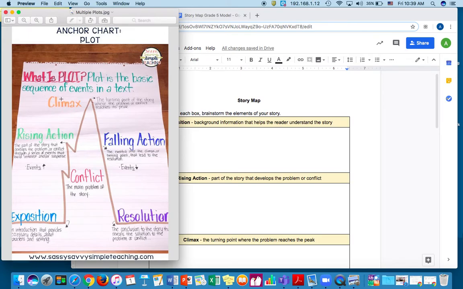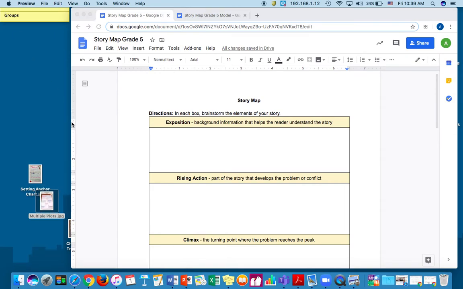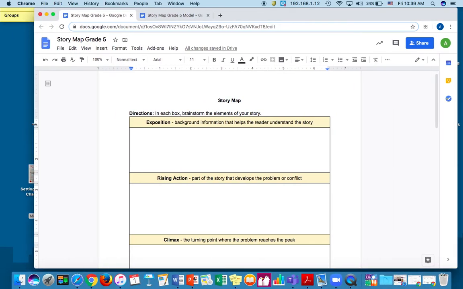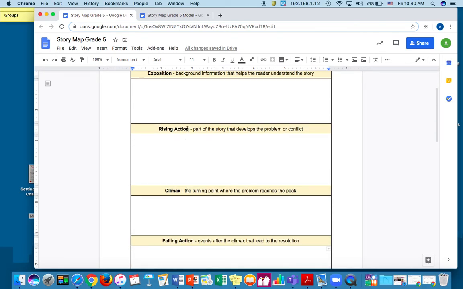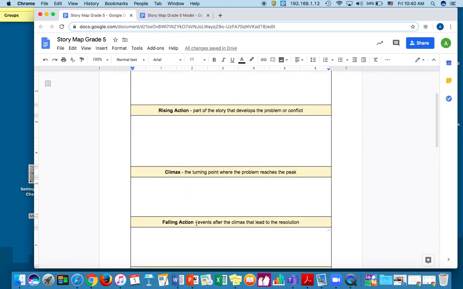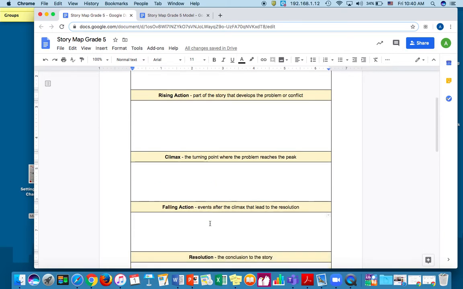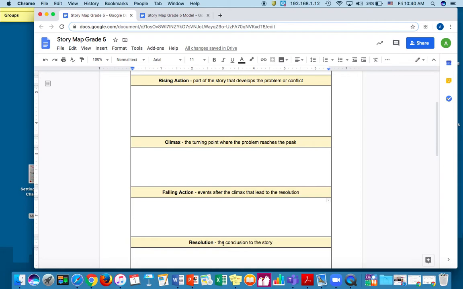So to know the parts of a plot, we have to know what a plot is. A plot is the sequence of events in a story. So it's something that happens in the beginning, the middle, and the end. But our 4th and 5th grade terms for plot are a little bit more advanced than beginning, middle, and end. We start with a rising action. These are the parts of the story where the problems start. We have a climax, which is a turning point, the biggest part of the problem where it reaches the peak where it can't go anymore. And then we would have a falling action, which are the events that lead to the resolution, and the resolution is the end of the story, the conclusion.